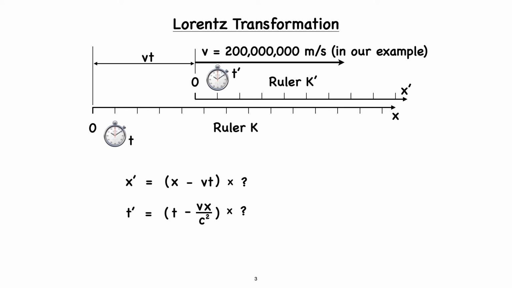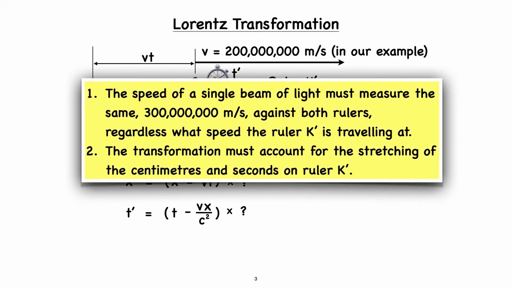In order to understand what's going on here, we first need to state what the transformation's objectives are. Let's do that right now. So the first one, the speed of a single beam of light must measure the same 300 million meters a second against both rulers, regardless what speed ruler K dash is travelling at. Secondly, the transformation must account for the stretching, the dilation that is, of the centimeters and seconds on ruler K dash.